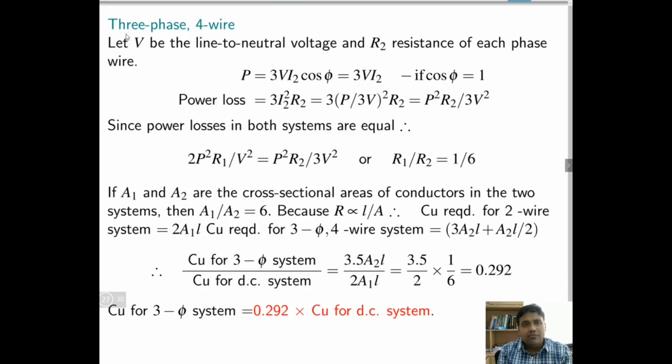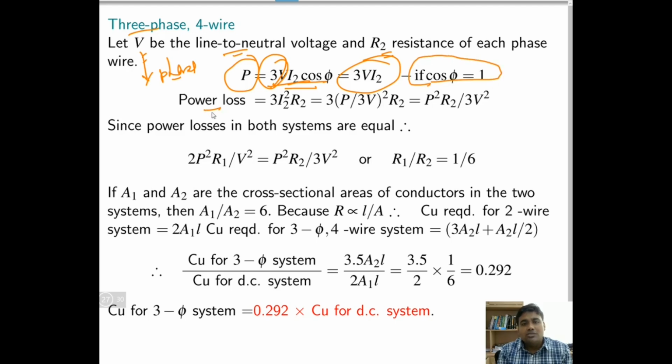Now if it is a 3-phase 4-wire system, then the voltage that you will have is the line to neutral voltage, and R2 is the resistance of the wire. Then power is equal to 3 times the voltage into current into phase. Since the voltage has to be the phase voltage, you are using the formula 3 times the voltage into current. So you are getting 3 V I2, considering that cos phi is equal to 1.